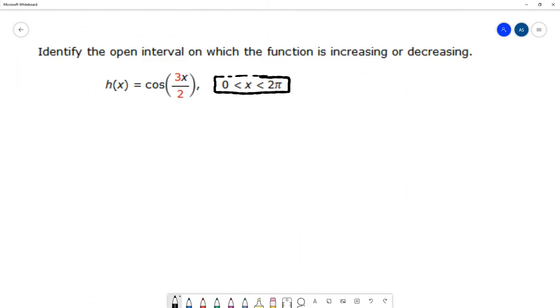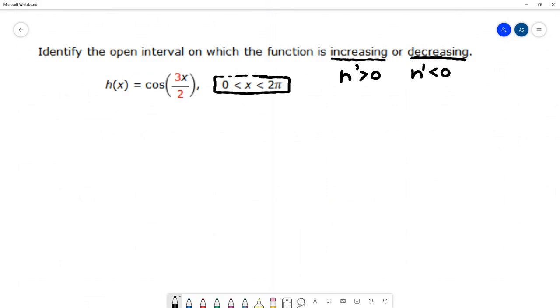So when we're looking for intervals of increasing and decreasing, we want to use the derivative. Whenever the derivative is positive or greater than 0, the original function is increasing. So let's use h prime instead of f. And when the derivative is negative or less than 0, the original function is decreasing.